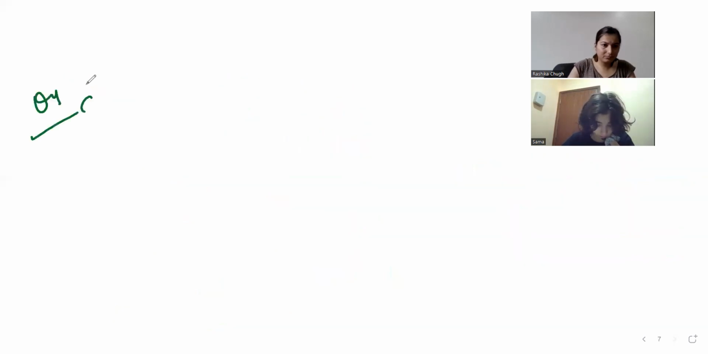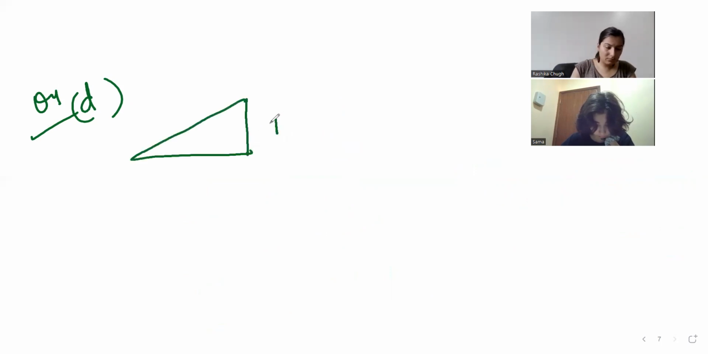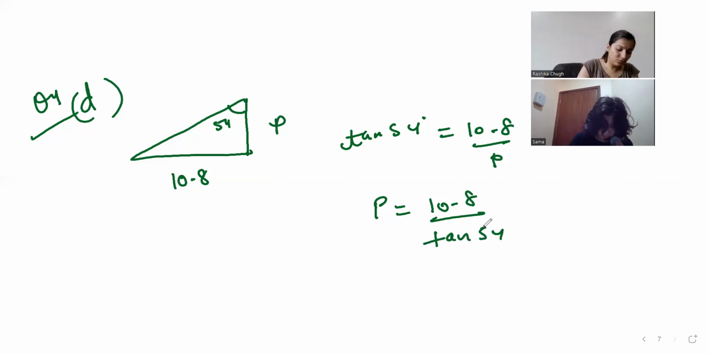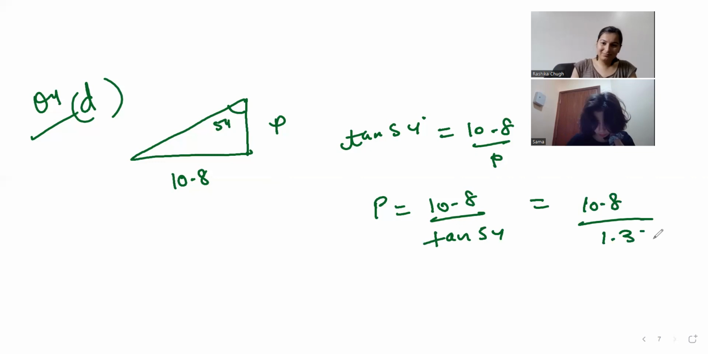Question 4D part. Okay, so first I'll do tan 54 is going to be 10.8 over P, right? So P will be 10.8 over tan 54. What is the value of tan 54? Have you got it? 1.376. Please check it. 1.37. Then 10.8 divided by this value will give you something around 7.8. That's your answer.